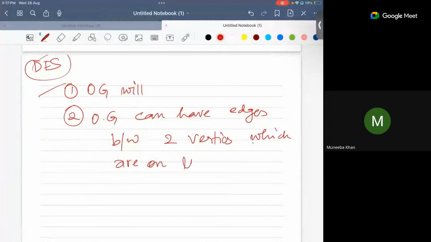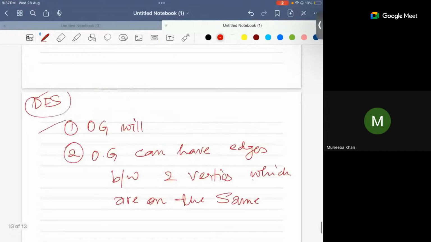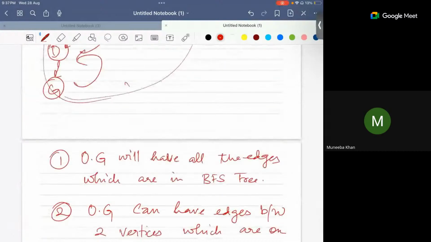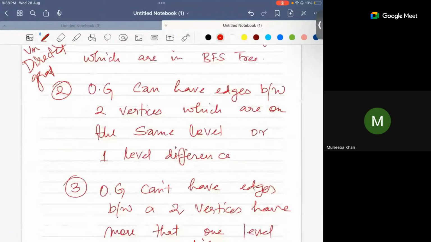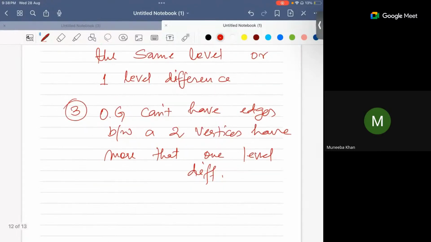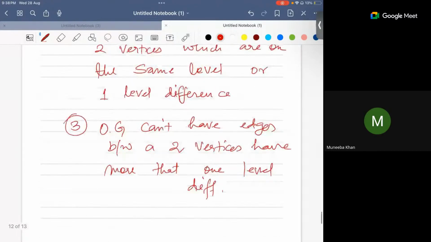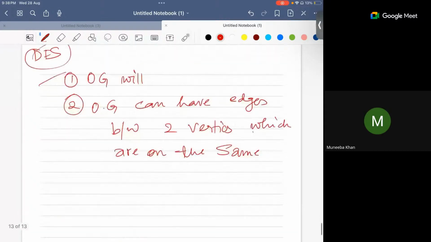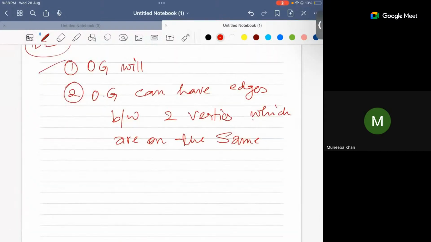Which are on the same branch. And this I'm talking about, all these features I'm talking about are for an undirected graph. Because for the directed graph, you'll have the concept of forward, backward, and cross edges. I hope you are aware of that. But that's not important for you now. But it's fine, you should know about the forward, backward edges and the cross edges.